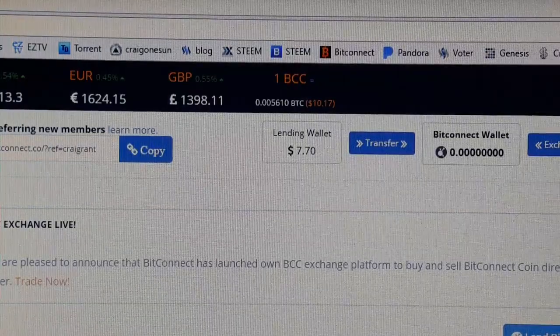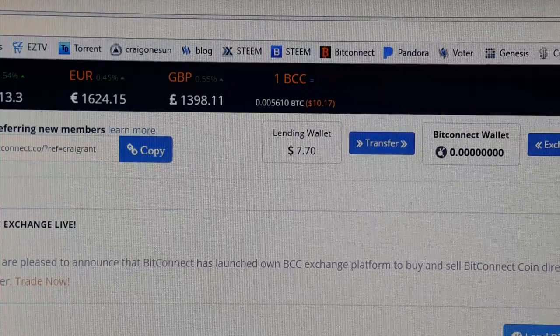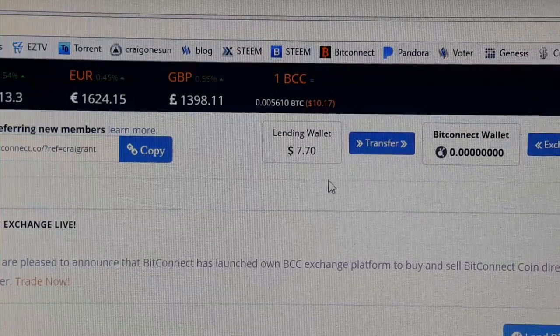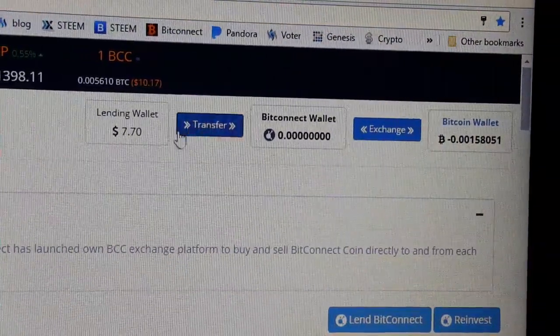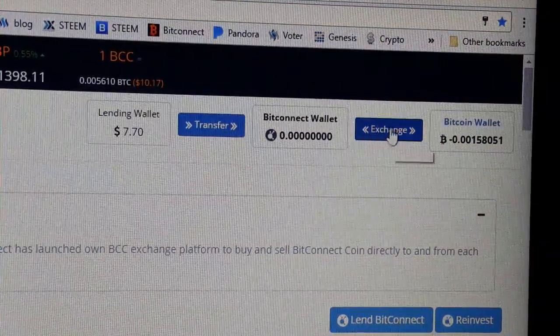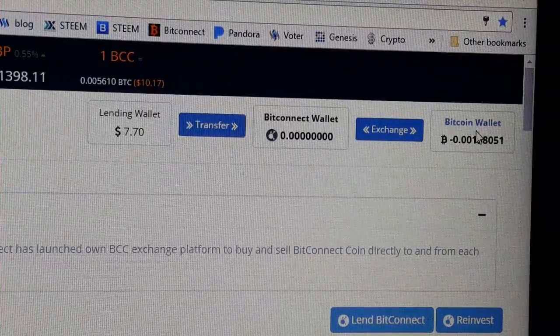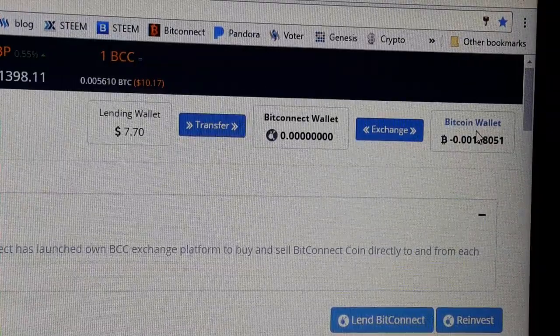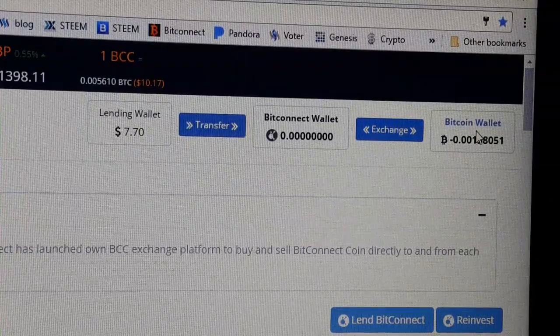So I earned 7%. Now, what I can do to cash that out is transfer that over into BitConnect tokens, right? And once they get into BitConnect tokens, then I can exchange those tokens for Bitcoin. And once I get them into Bitcoin, I can do whatever I want with the Bitcoin. Me, I've been cashing out my Bitcoin into Steam because I'm invested in Steam.